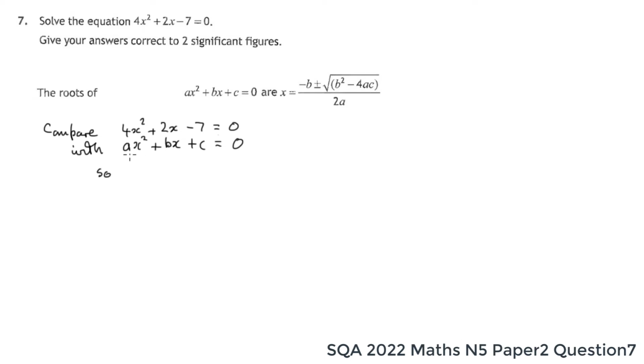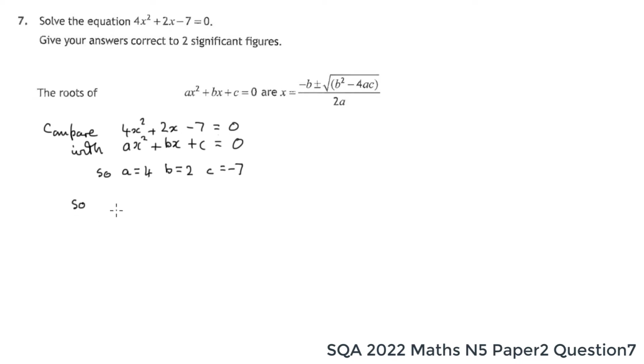So now we know what a is. There's 4 lots of x squareds. That's what A stands for. Number of x's, B is 2. And the constant at the end, C, is -7. So these are the 3 values.